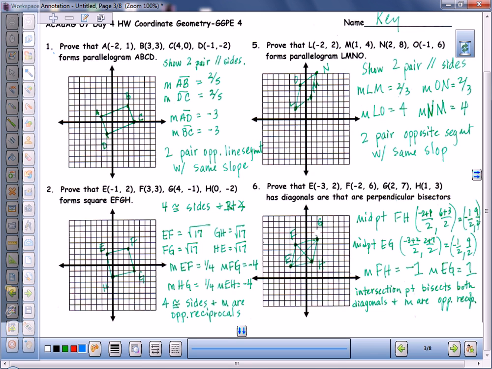All right. Then I went back to number 2, and I looked at all the slopes. So I found every slope. Do you see that the slopes are all opposite reciprocals? Which tells me that where those lines intersect, they are perpendicular, which means right angle. And that's what I need. Okay, questions about number 2?